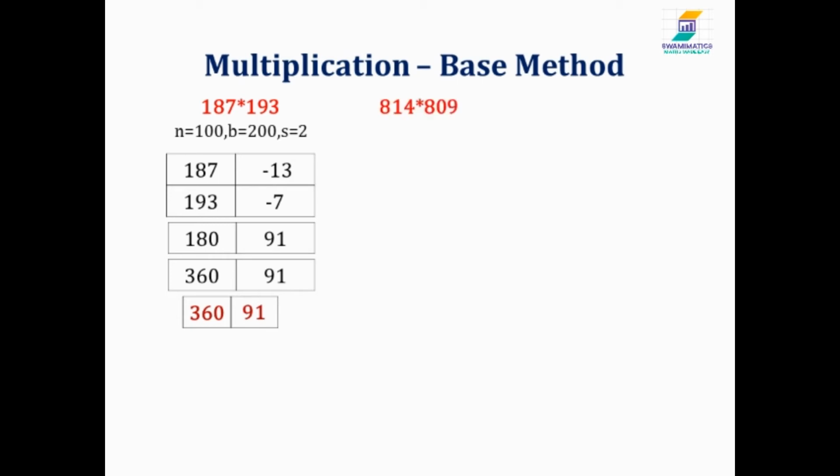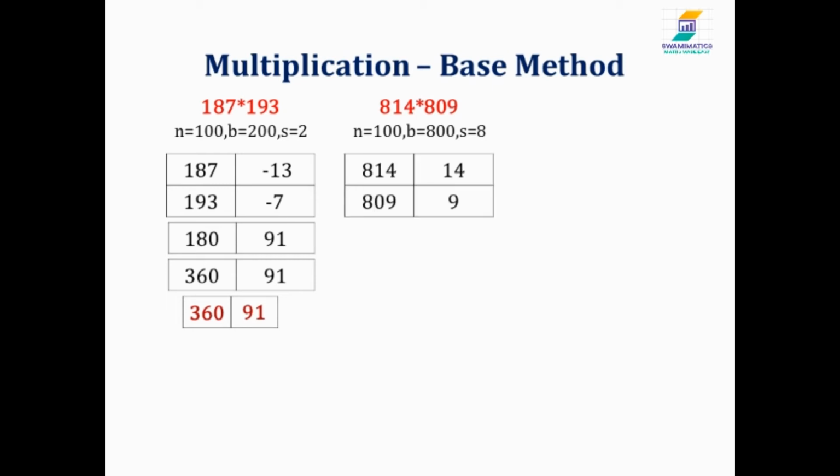Right, one more example. 814 into 809. The numbers are close to 1000. I can take normal base as 1000, but for the reasons of the working base, I stick to the normal base as 100, whereas the working base as 800. That means the sub base becomes 8.